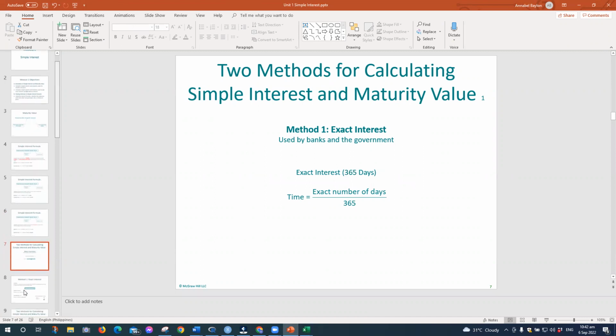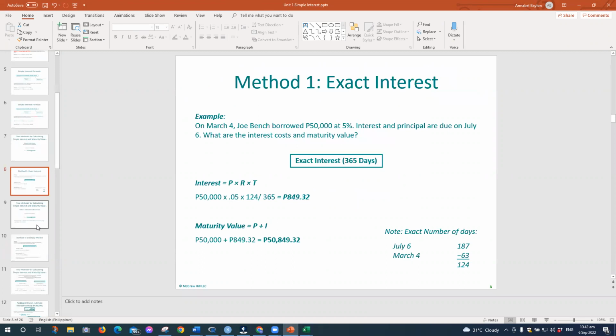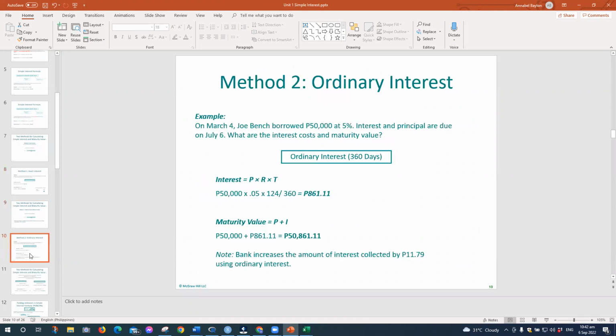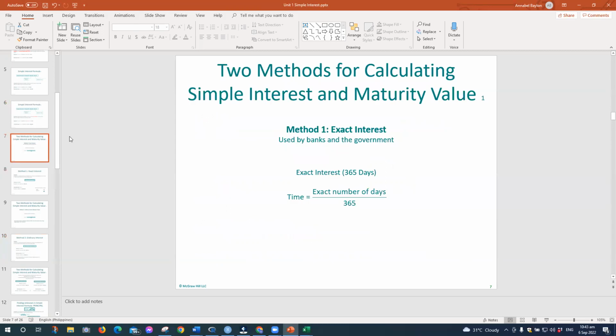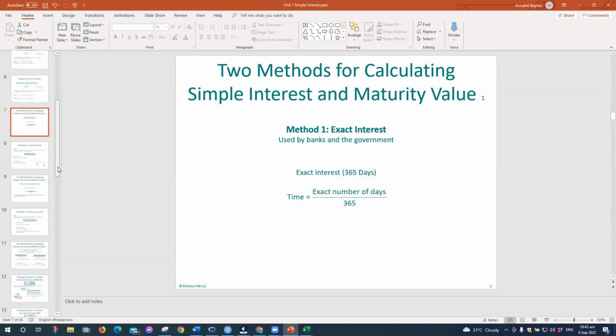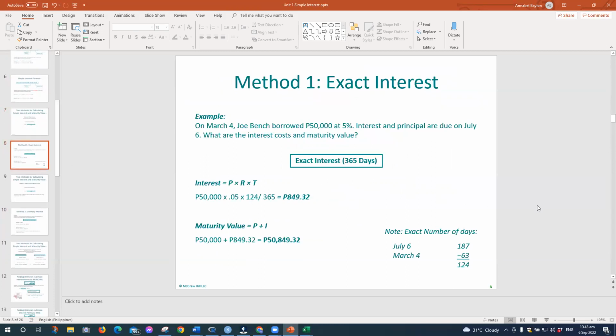And the other one, method 2, is ordinary interest. For ordinary interest, we just use 360 days. The formula is the same, only that there will be a difference in the divisor. So let me just give you one example, and then we'll call it a day because it's almost time.